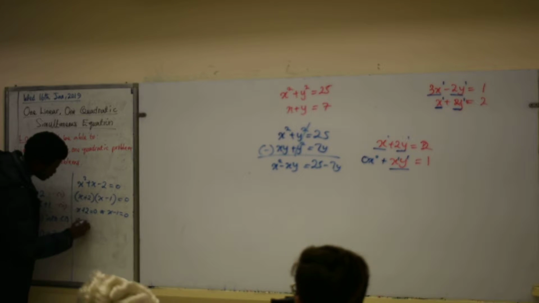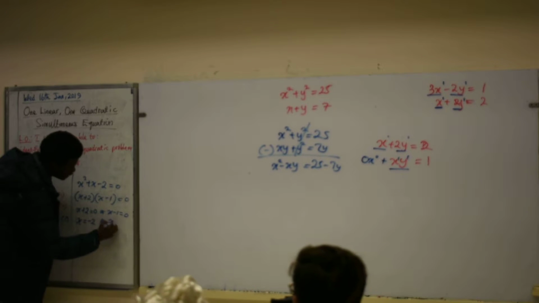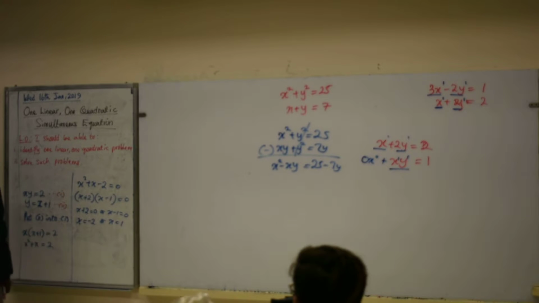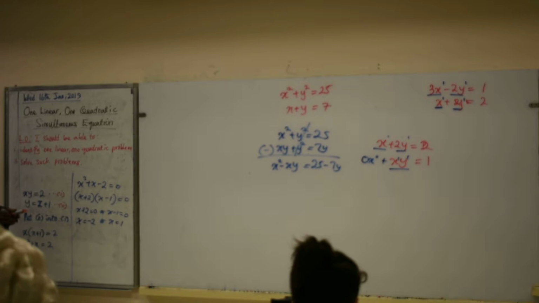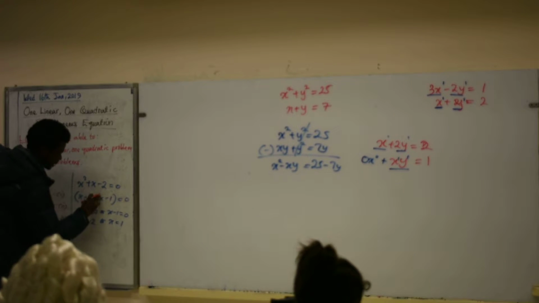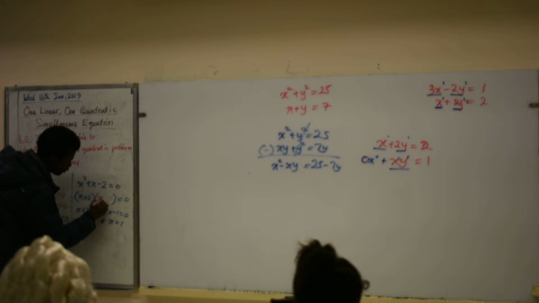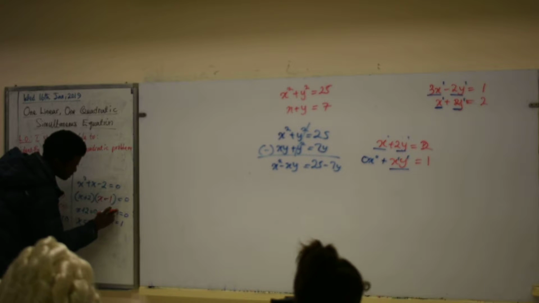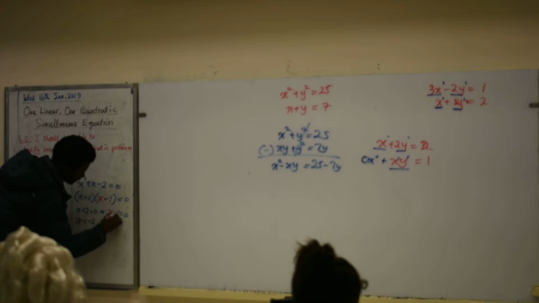So from here, x is equal to -2 and x is equal to 1. In most one linear, one quadratic problem, you're going to get 2 x values and 2 y values, so 4 answers. Does it make sense? To avoid any confusion, I'm going to change this to red so that when I use it, you know this is the red part and this is the blue part.